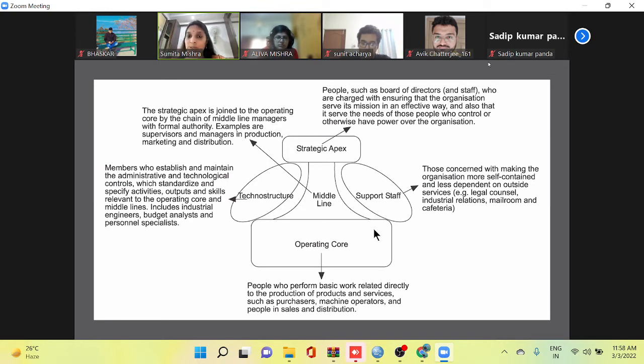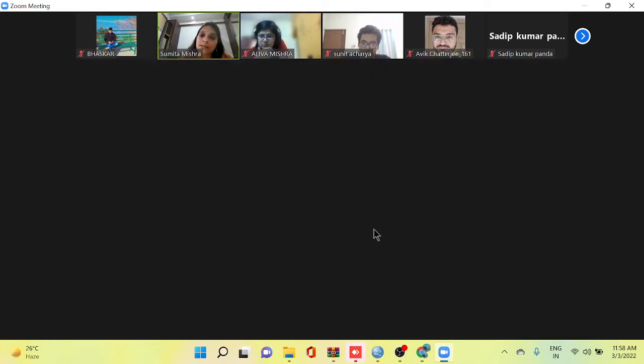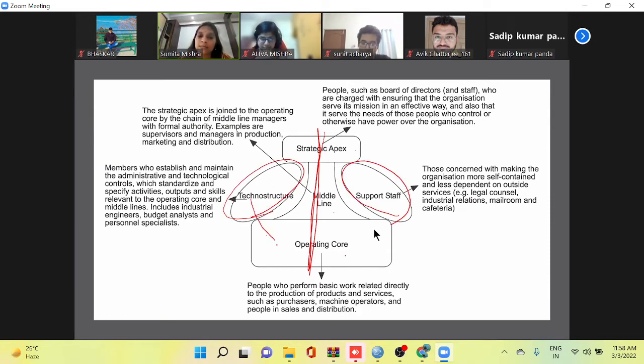This is a picture from your book only. So that is what I thought I'll put on this slide. You can see this is the main part of the organization, the apex, the middle line, and the operating core. And on both ends, you have the ancillary part, one which sets standards, one which provides support services. So this is how you integrate all the five parts together.